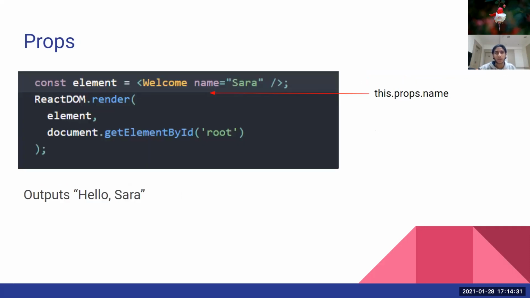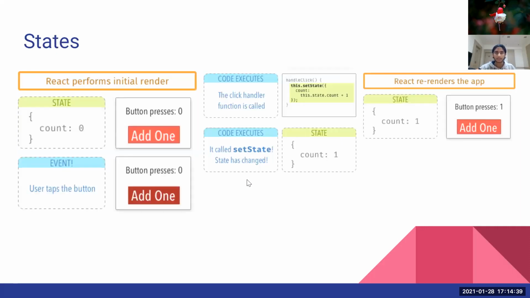For example, with a prop, we can only really create a Welcome with name equals Sarah outside of the actual Welcome component. But with states, we can access these states from within.